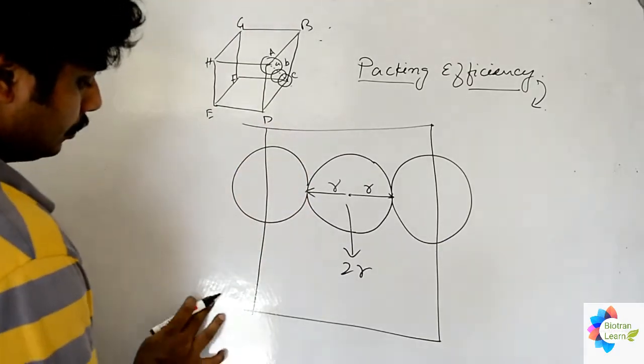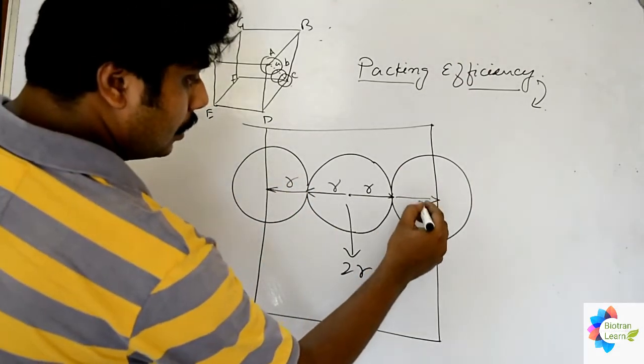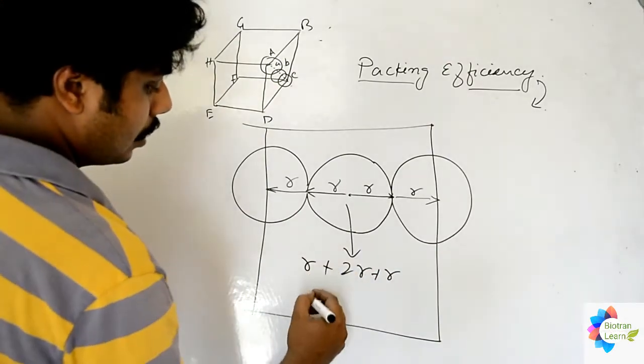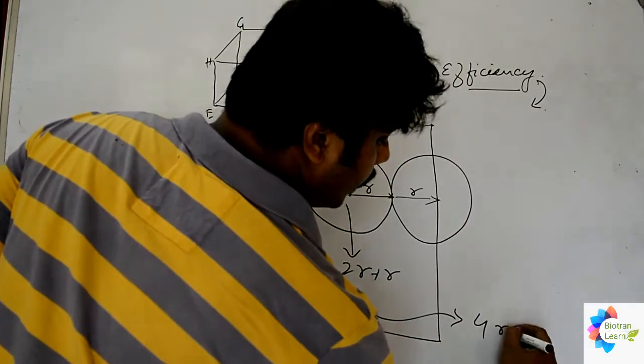what we will get? R in this section also, R in this particular section also. So then 2R plus 2R, that will be equal to 4R. That is the 4 radii, right?